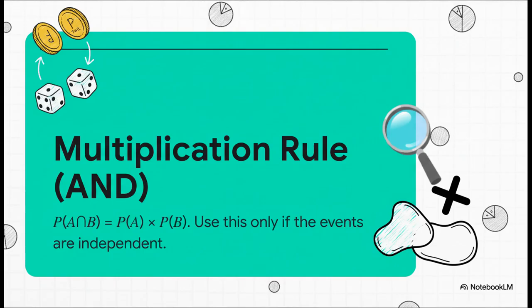A classic example is flipping a coin and then rolling a die. The coin has no idea what the die is going to do. But if the events do affect each other, say like drawing 2 cards from a deck but not putting the first one back, well then this simple rule just doesn't apply. And that's a super important distinction to remember.